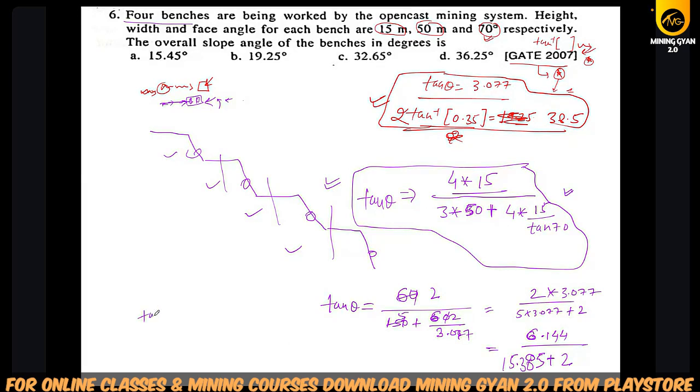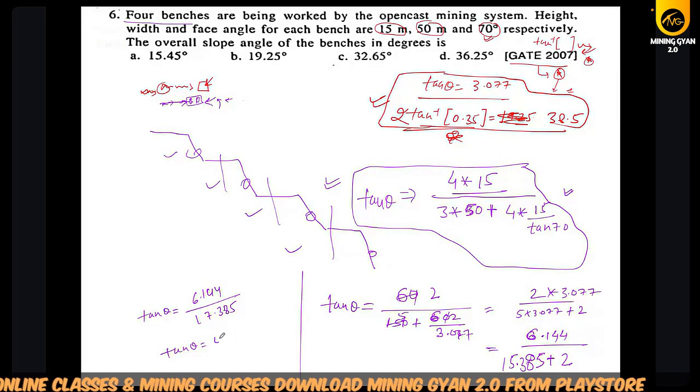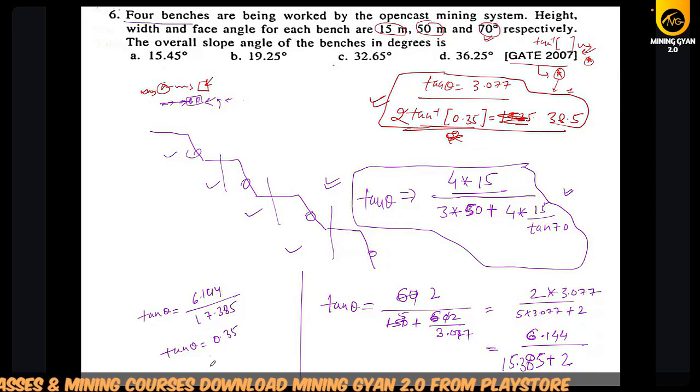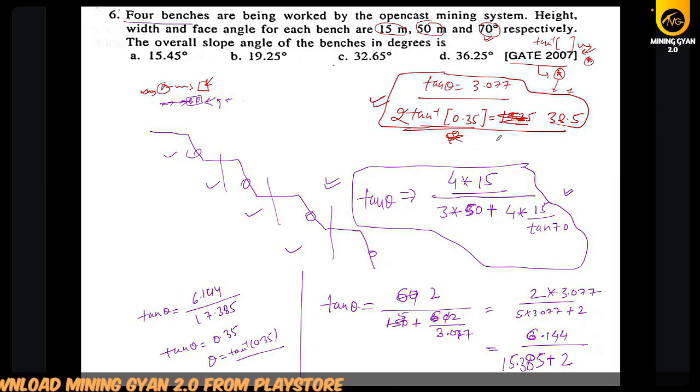So tan inverse. tan theta equal to 6.144 divided by 17.385. When you divide, tan theta equal to 0.35. So theta equal to tan inverse of 0.35. When you divide it, you will get theta equal to 19.25.